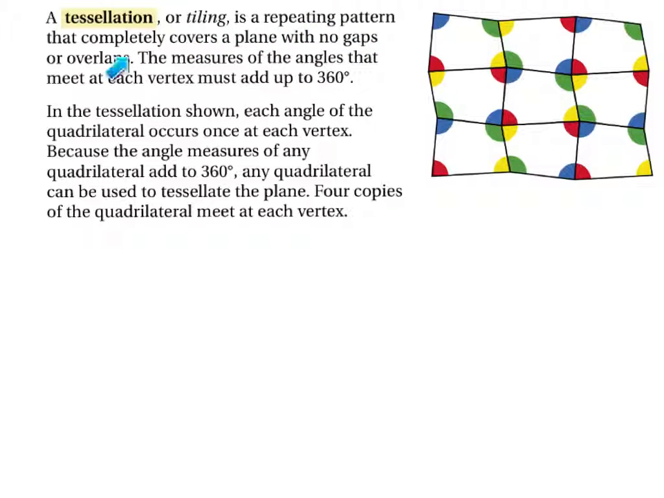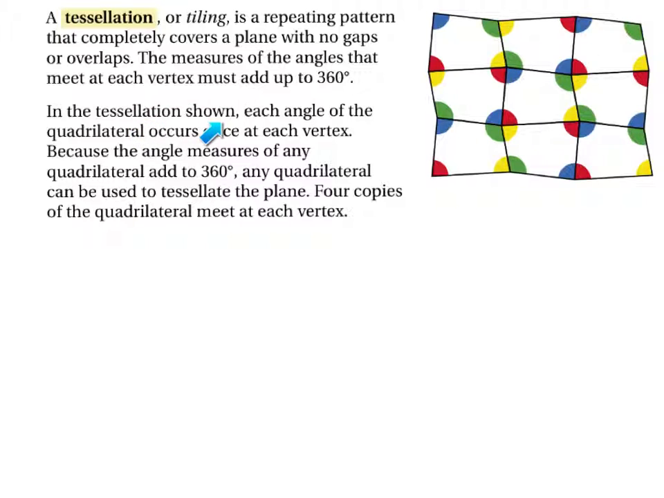Now, a tessellation, otherwise called tiling, is repeating a pattern that completely covers a plane with no gaps or overlaps. The measures of the angles that meet at each vertex must add up to 360. That's important. Each vertex, for example, you can see the colors here. The red plus the blue, the green, and the yellow make almost like a circle. It's a 360-degree measure after you add up all the angles.